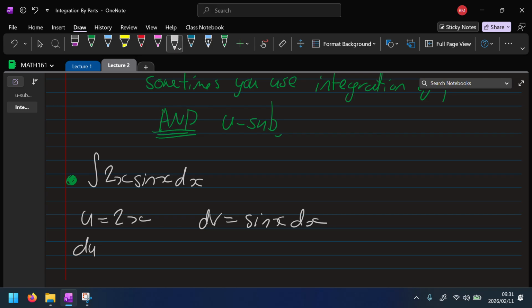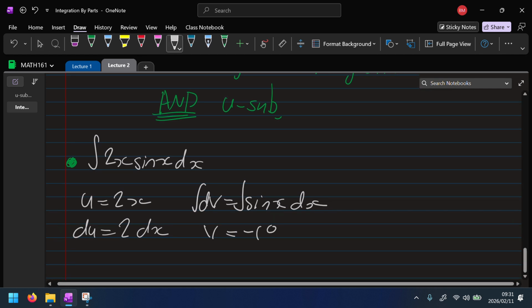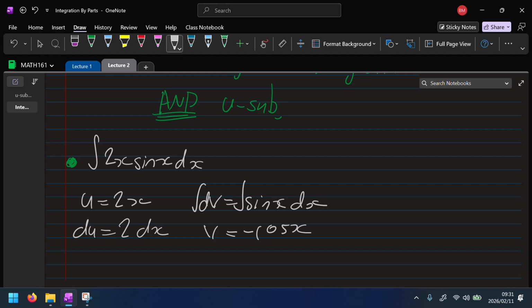So we need du. That's just going to be a 2. Integrate, integrate. So v. Again, warning, this side is integrating. So we're integrating sine. That will be negative cos. Good. Again, just always keep in mind, what are you doing on the one side? What are you doing on the other side?